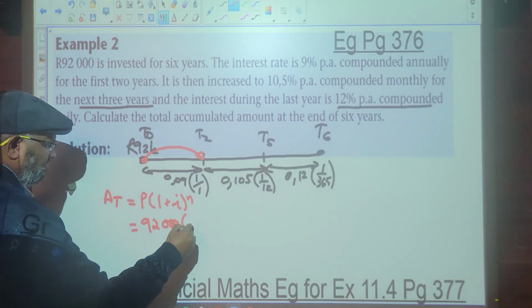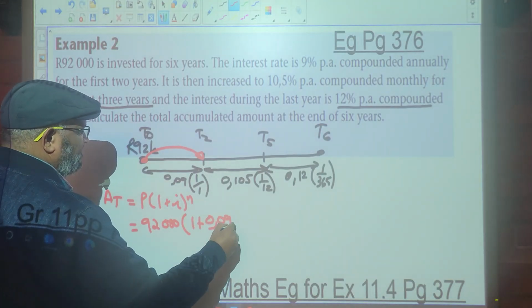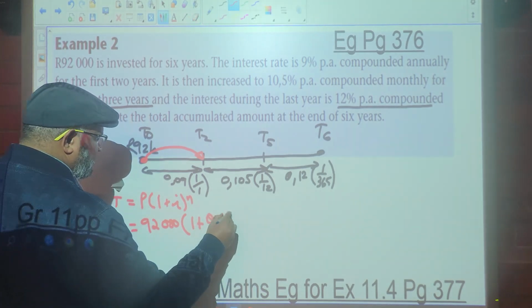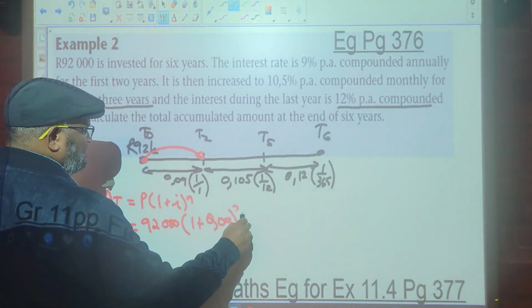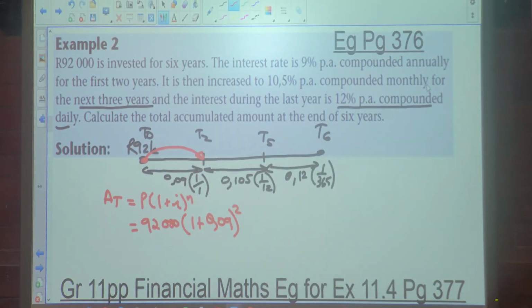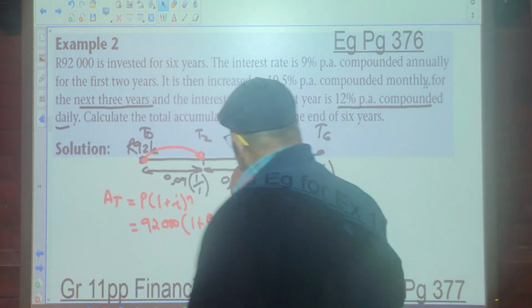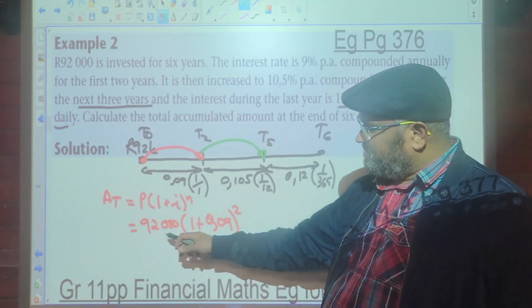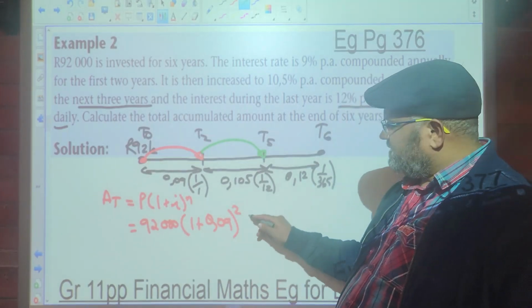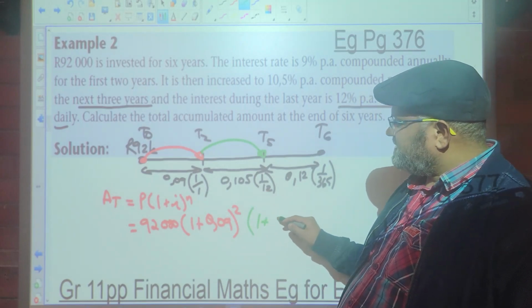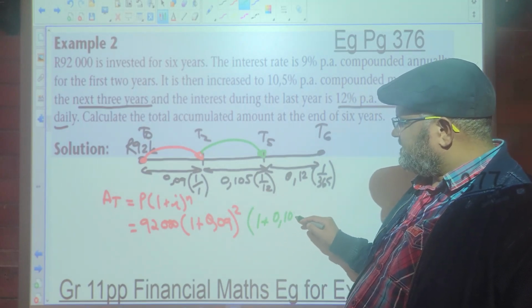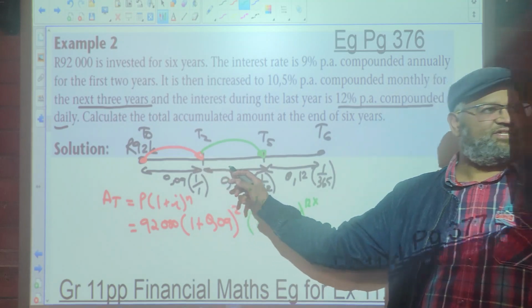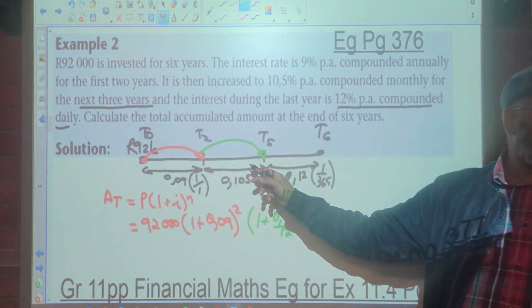So it's going to be 92,000 rand into 1 plus 0,09 over 1, to the exponent 2 times 1, which is 2. What happens now? I'm going to take it to the next part. This is the principal now, which must be multiplied by 1 plus 0,105 over 12 to the exponent 12 times 3. As you can see, it's for 3 years. You guys understand that?